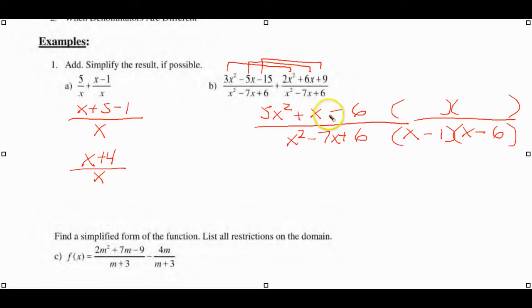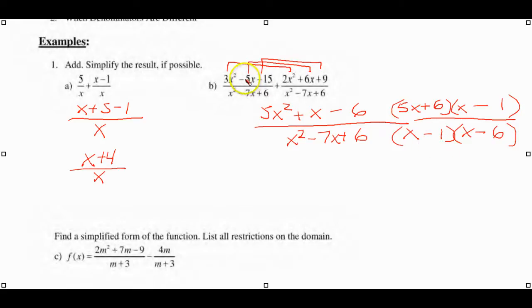Now, in factoring the top, we know this has to be a 5x, and this is going to be an x. Now, we're looking for a difference of 1 here, so this negative 6 has to be here, I believe, and this will be a 1. So this will be a positive, and this will be a negative. And then if we FOIL it, it checks out.